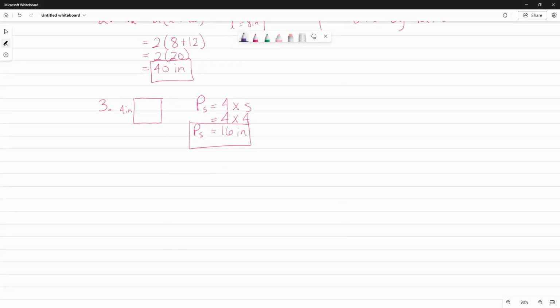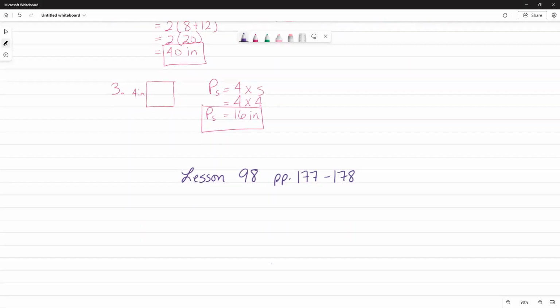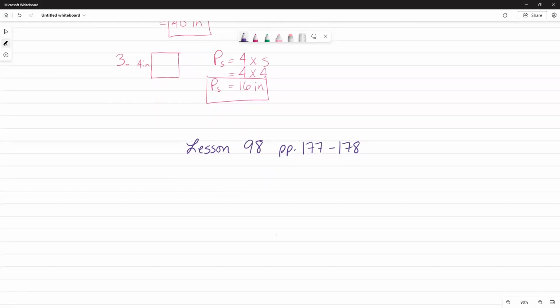Just use a different color. So this one, again, is still math 6, but this is lesson 98 that starts. This one is covered on pages 177 and 178. This one was a little bit complicated, but if you just remember, when you have multiple units in a polygon, convert them to either one unit or the other. Let me show you what I'm talking about.